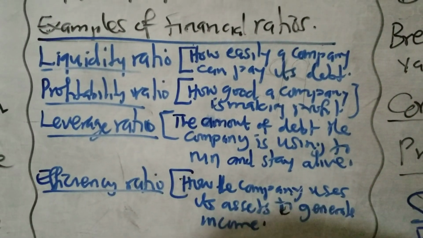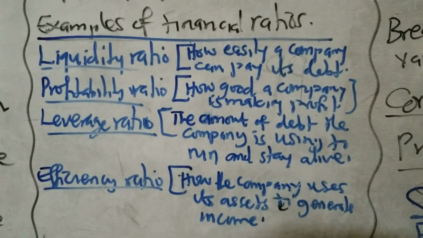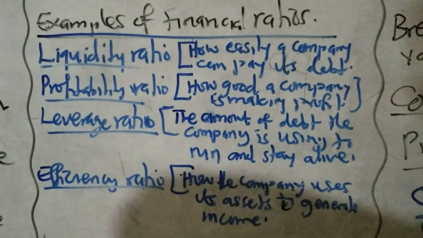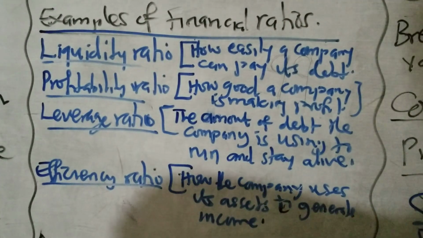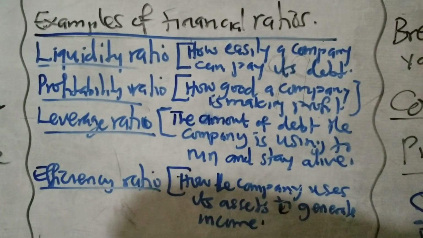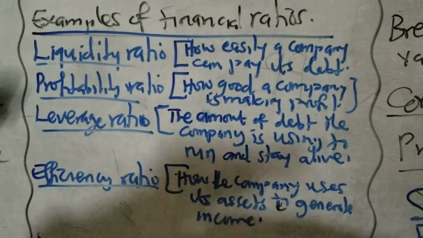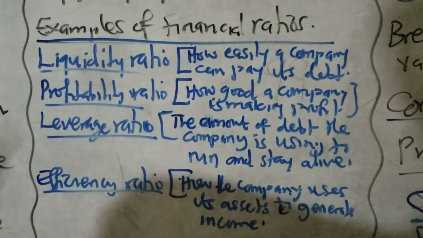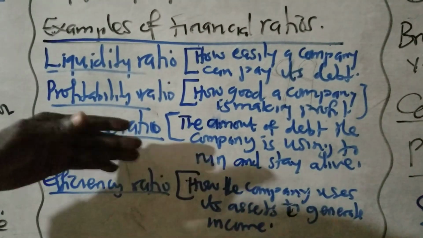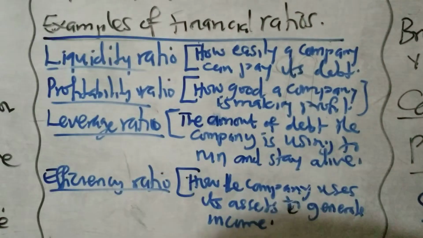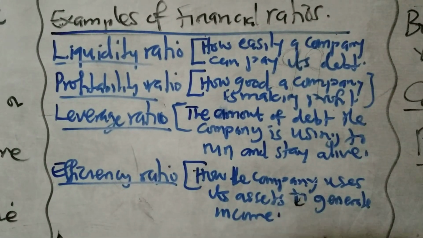Then they have what they call leverage ratio. The leverage ratio talks about the amount of debt that the company is using to run and stay alive. So if you are borrowing so much, then it may not be good for you. So that one, when they calculate your leverage ratio, they'll be able to know. I'm saying that in accounting, they will give you the formulas. We are not interested in those formulas. I'm giving you the overview. Probably I shouldn't have even given the types. All that you needed to know is what I've already talked about. I just decided to give you some examples of the ratios.